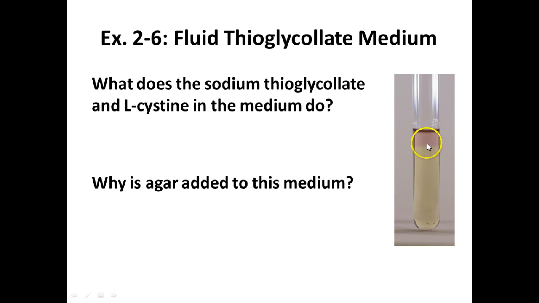So fluid thioglycolate media, as I said, this was the one that ended up with a little bit of pink here at the top, and there's a reason for that. This has an indicator in it. So the reason why we use this media, it has sodium thioglycolate, obviously in the name, and L-cysteine in the media. From your homework, what does this do? What do these 2 components do?